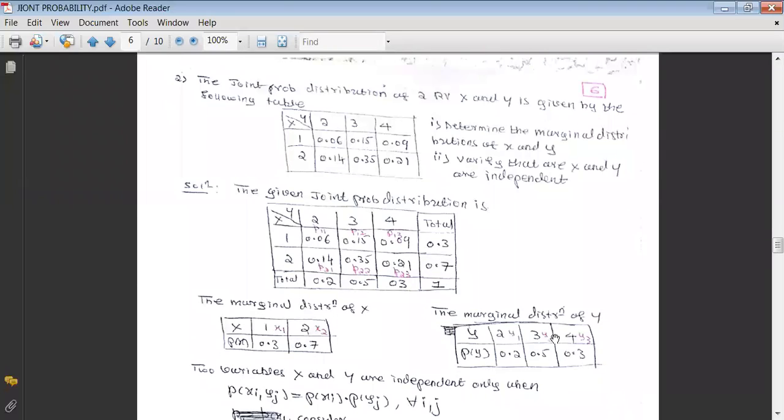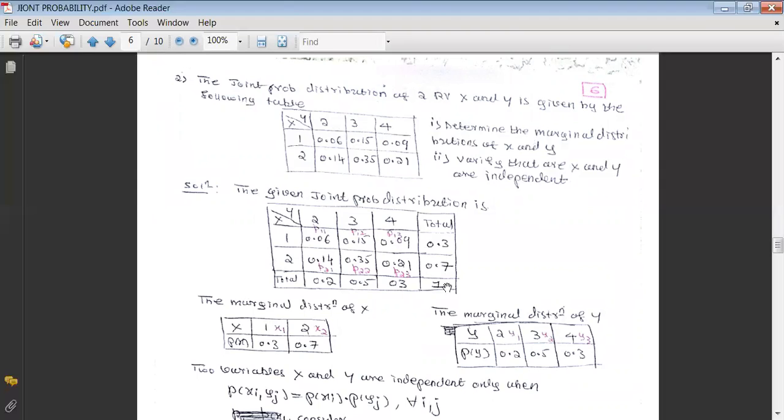Now let us go with one more example. We are given the joint probability distribution of two random variables x and y as follows. In this case, x takes the two values, namely 1 and 2, and y takes the values 2, 3, and 4. The question is: determine the marginal distributions of x and y and verify that x and y are independent. First, let us find the marginal distributions of x and y.